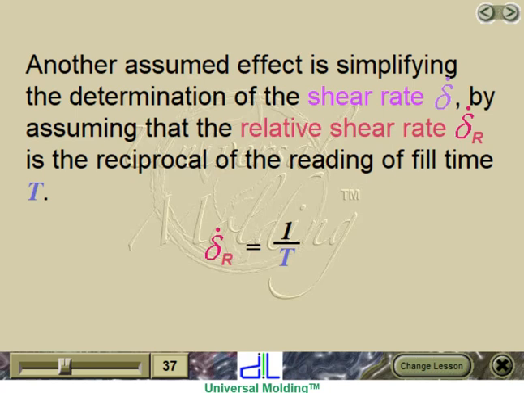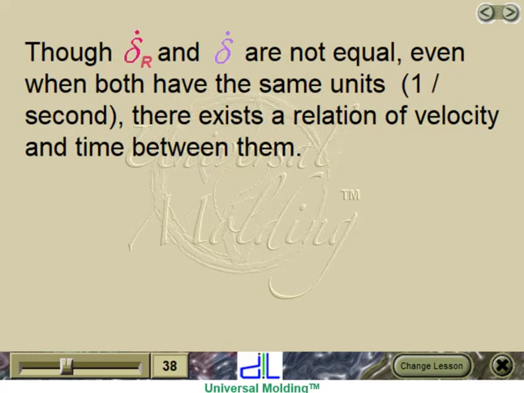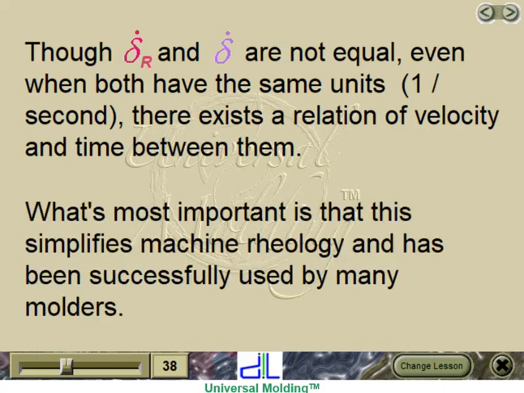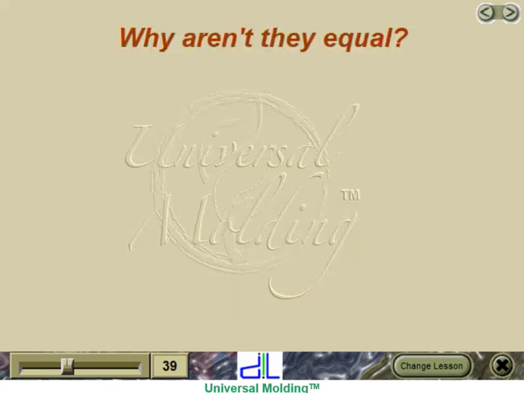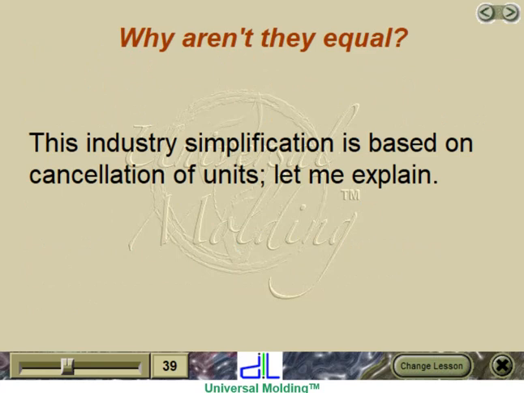Another assumed effect is simplifying the determination of the shear rate by assuming that the relative shear rate is the reciprocal of the reading of fill time, T. Though relative shear rate and shear rate are not equal, even when they both have the same units, 1 per second, there exists a relation of velocity and time between them. What's most important is that this simplifies machine rheology and has been successfully used by many molders. Why aren't they equal? This industry simplification is based on cancellation of units.